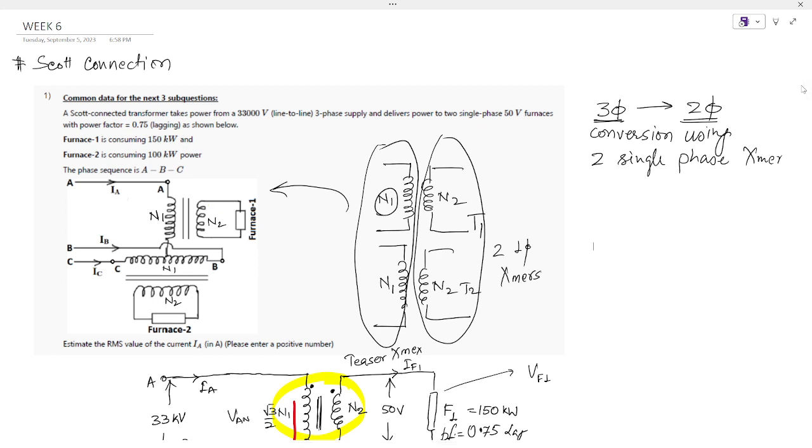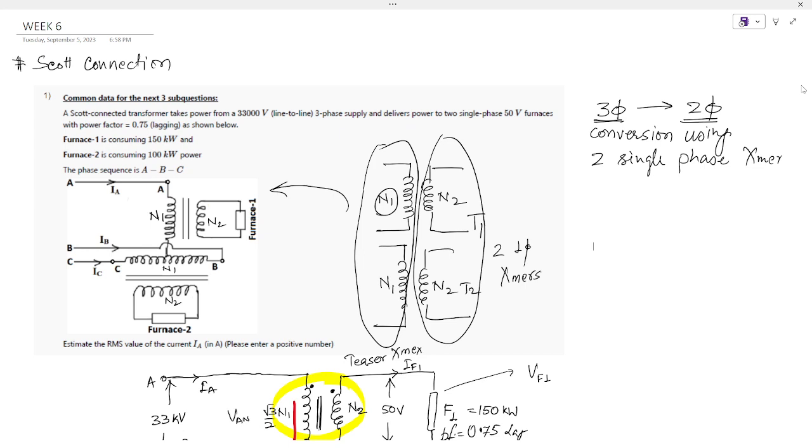Today we will be solving some questions based on Scott connection and parallel operation of transformers. So we have a question. A Scott connected transformer takes power from a 33 kV line, three-phase supply, and delivers power to two single-phase 50-volt furnaces with power factor 0.75 lagging.